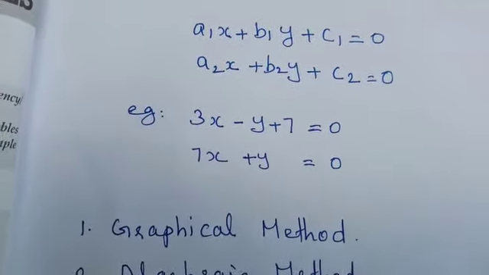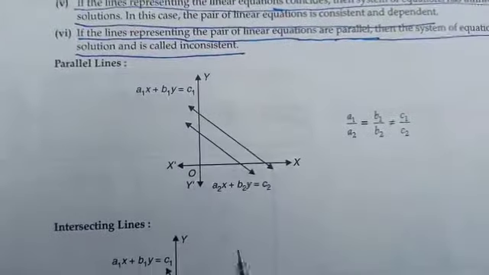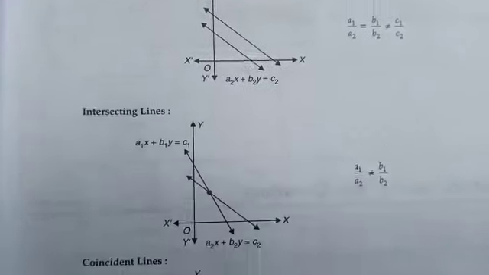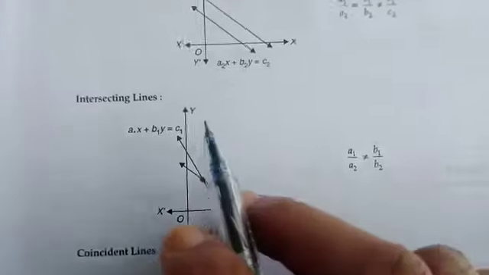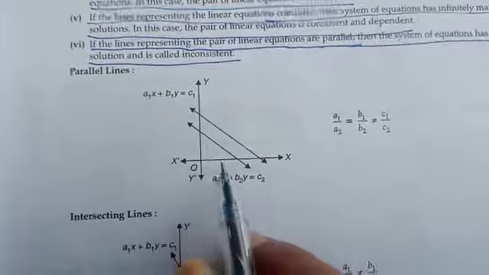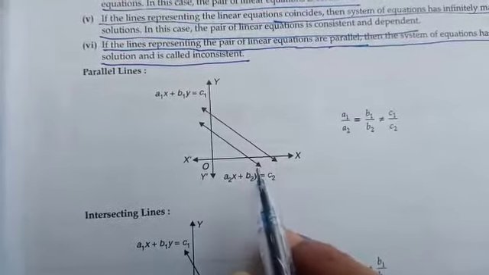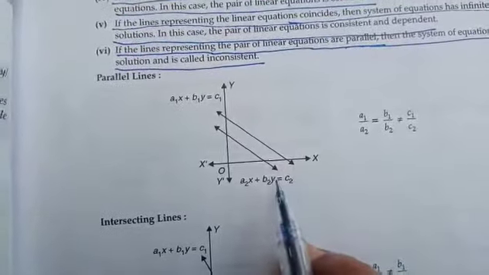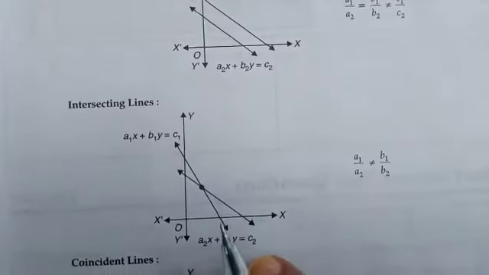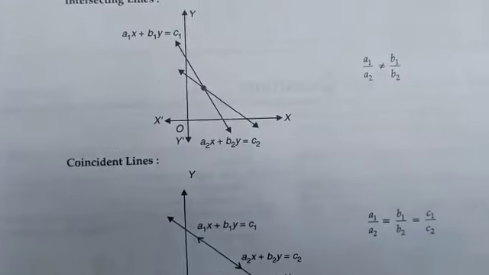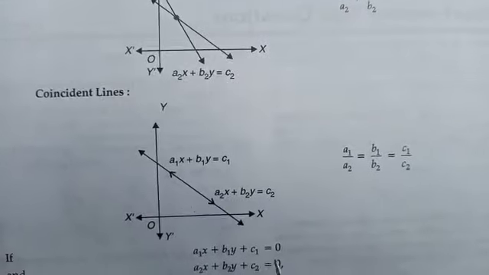If we are using the graphical method, we will get three types of pictures or graphs. The first one is parallel lines. If we are getting parallel lines like this, then we get no solution. Then intersecting lines like this, another type. Then coincident lines, then we will get like this.